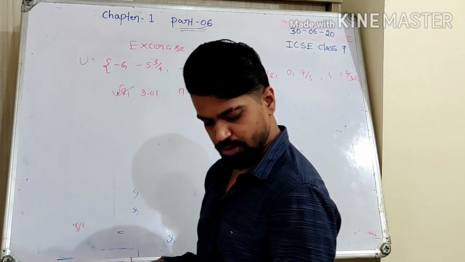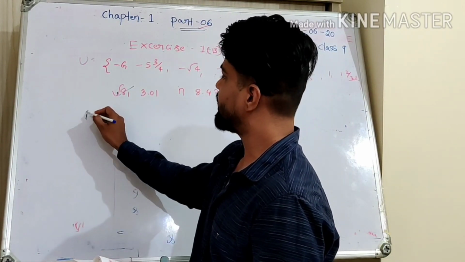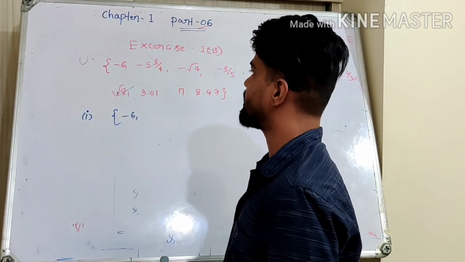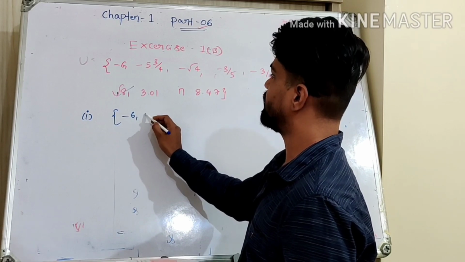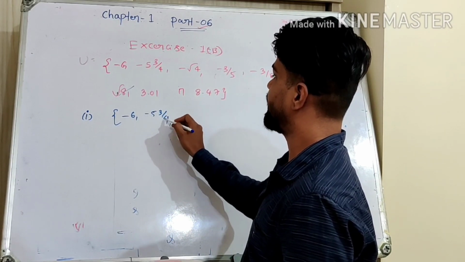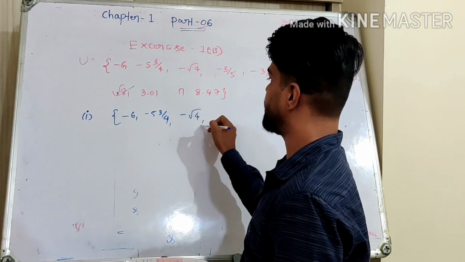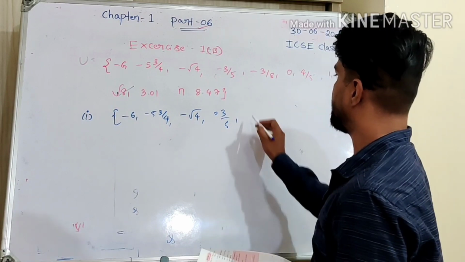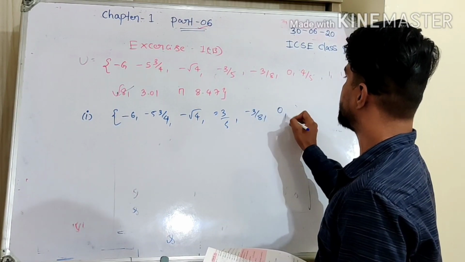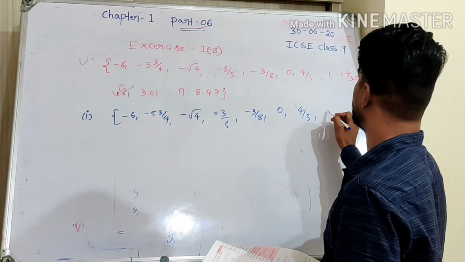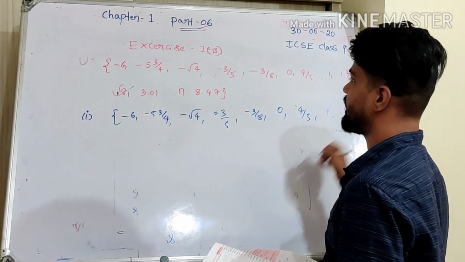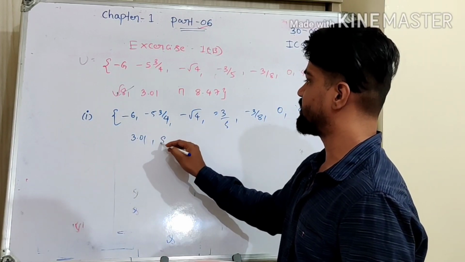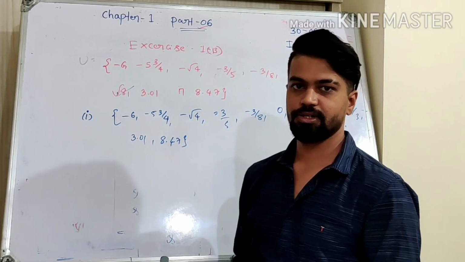So here what we are going to do is write the set of rational numbers. Which are rational numbers here? Every integer is a rational number. So -6 is a rational number, -5, 3/4 is also a rational number. -√4 is actually -2, that is also a rational number. -3/5 is rational, -3/8 is rational, 0 is rational, 4/5 is rational, 1 is rational, 1 2/3 is rational. √8 is irrational. 3.01 is rational. Pi is irrational. 8.47 is rational.